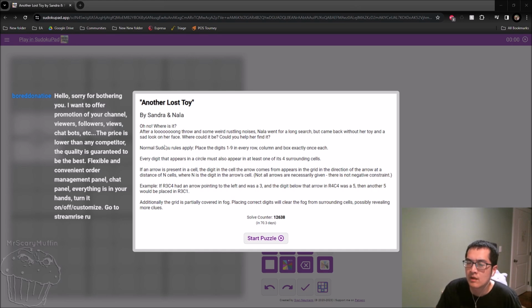Story. Alright. Every digit that appears in a circle must also appear in at least one of the four surrounding circles. Okay, so we got quads, arrow. An arrow is present in a cell. The digit in the cell the arrow comes from appears in the grid in the direction of the arrow at a distance of n cells, where n is the digit in the arrow cell. What? Okay.